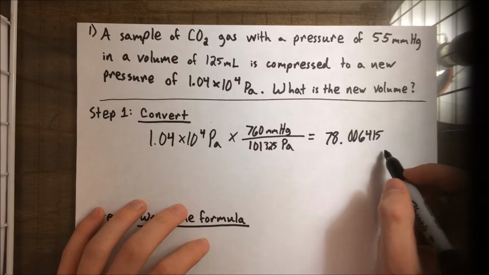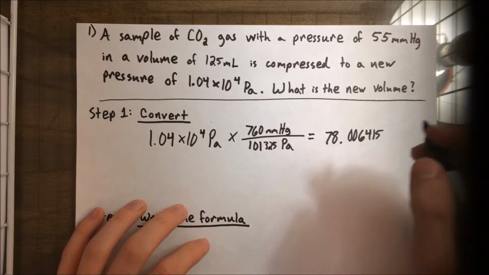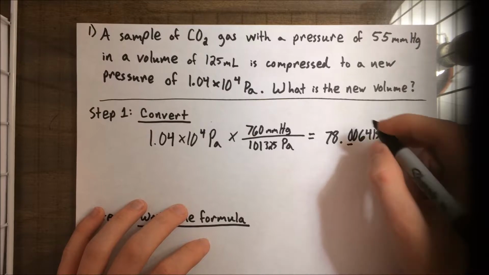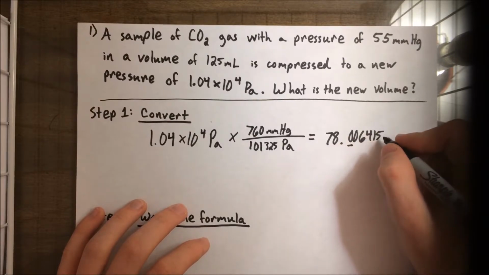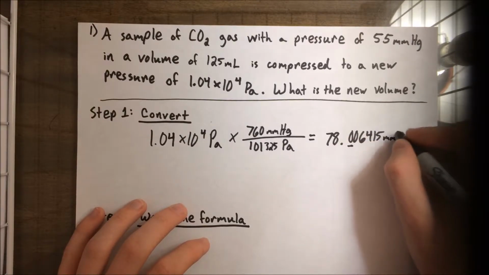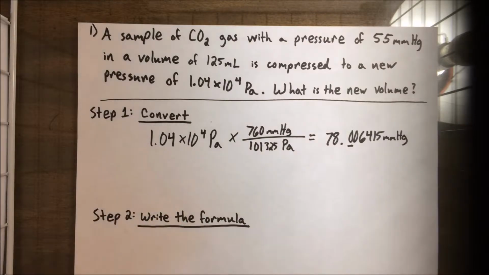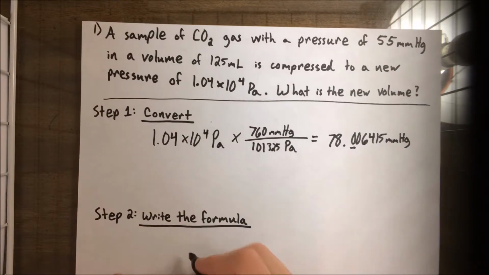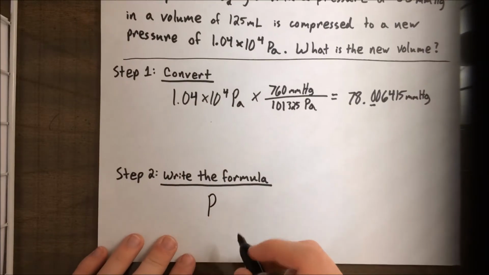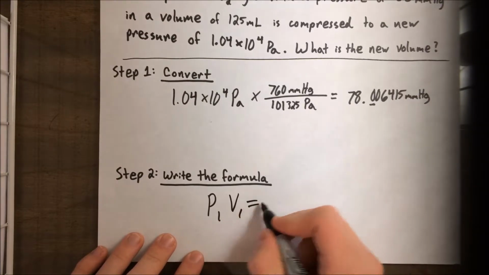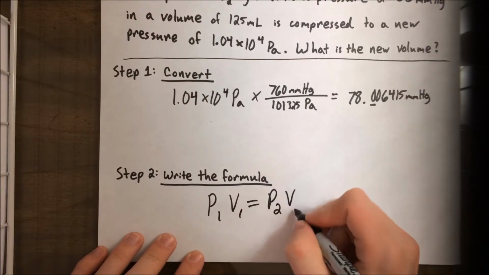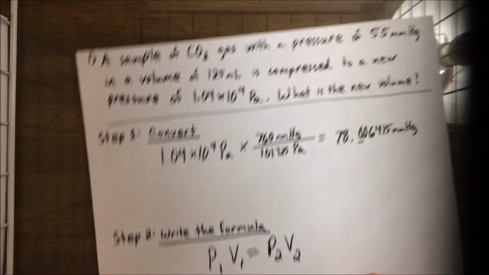So that's not with correct significant figures. So I'm going to put a line under the one that has that to keep track of significant figures. Okay, so then step two is to write the formula. So P1 V1 equals P2 V2. Okay, and now let's move on to step three.